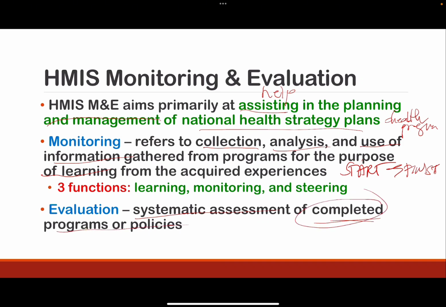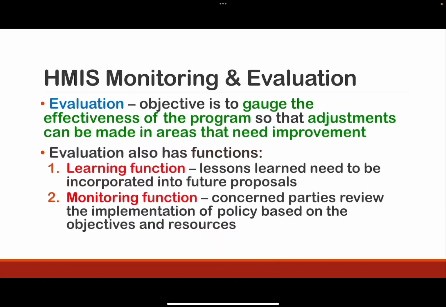Take note of the word completed. Right? For example, you attended a seminar or symposium. At the end of that seminar or symposium, there is an evaluation. Because the speaker or the committee wants to know what is lacking, so that when another seminar is conducted in the future, they know what to do. Alright? So that is the purpose of evaluation.